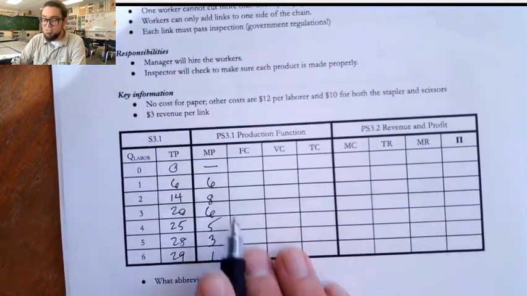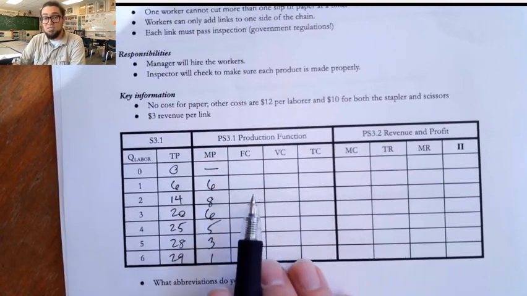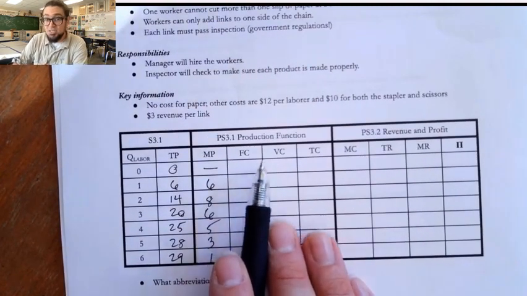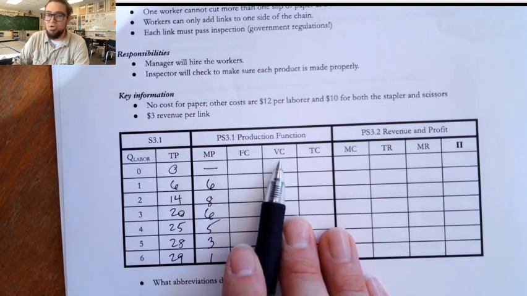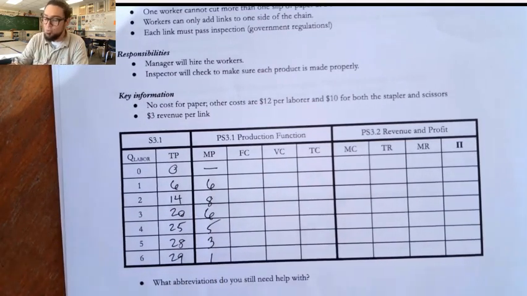Now, the next 3 columns don't quite deal with marginal product. They deal with costs. FC stands for fixed cost. VC stands for variable cost. TC is, add them together, total cost.